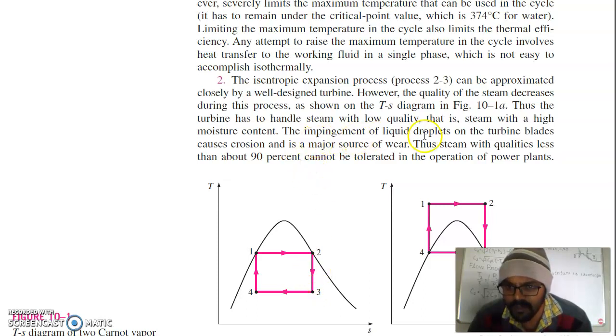The impingement of liquid droplets on turbine blades causes erosion and is a major source of wear. Thus steam with qualities less than about 90% cannot be tolerated in the operation of power plants. It means that point 3 should be such that the dryness fraction should be 0.9, or 90% should be steam. 10% water can be tolerated in power plants.